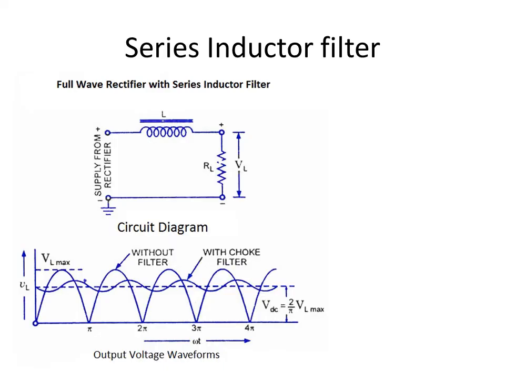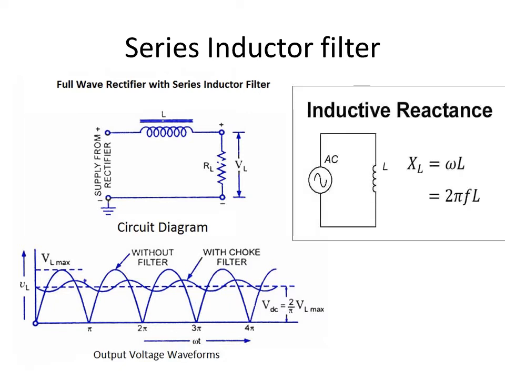In order to explain the working of this series inductor filter, let us focus on this diagram. We have got an inductor which is represented using the symbol L, which is connected in series with the load resistance RL. So as before, we will see what the inductive reactance is. You know the inductive reactance XL is equal to omega L, which is 2 pi FL, where F is the frequency.